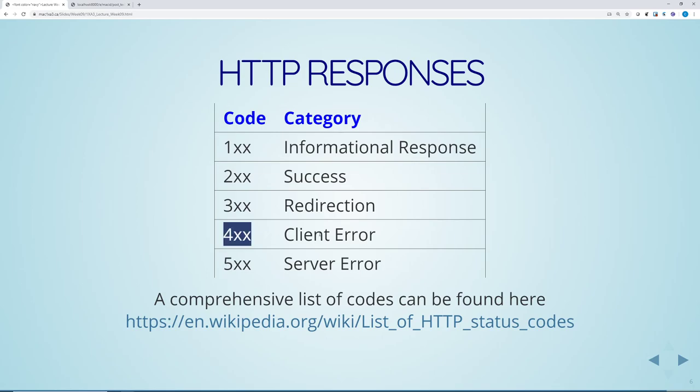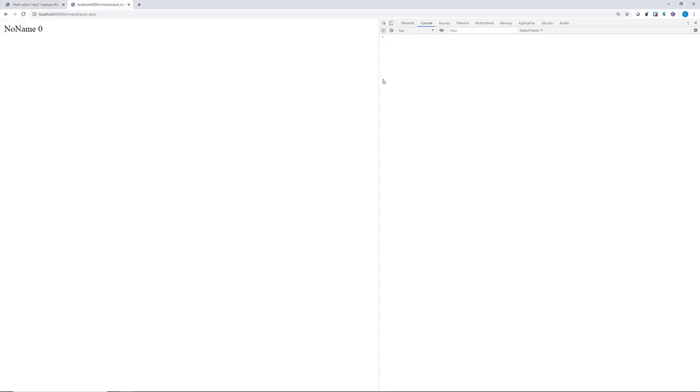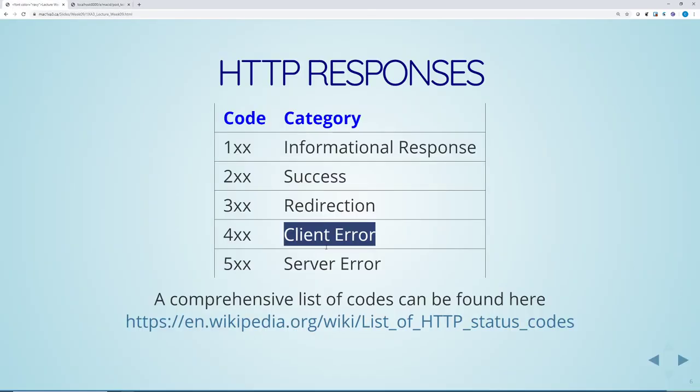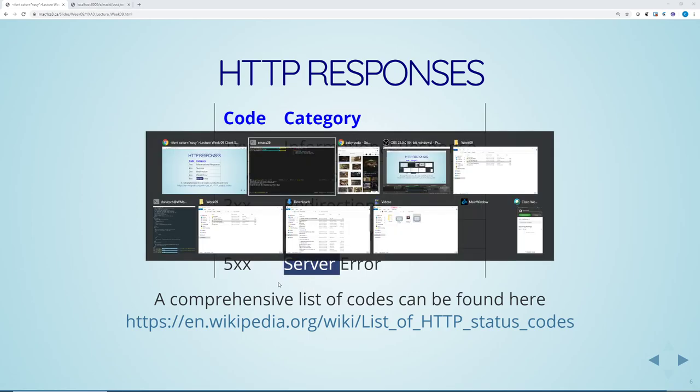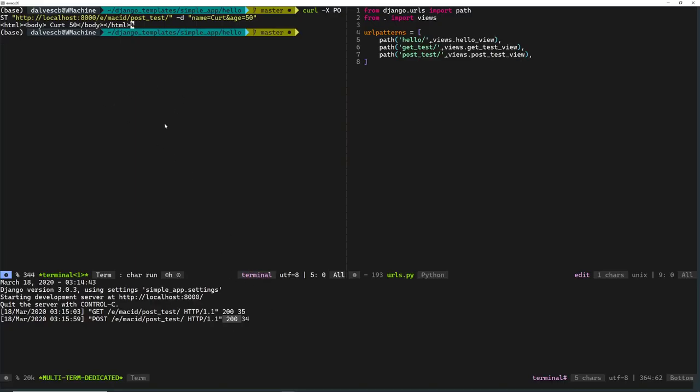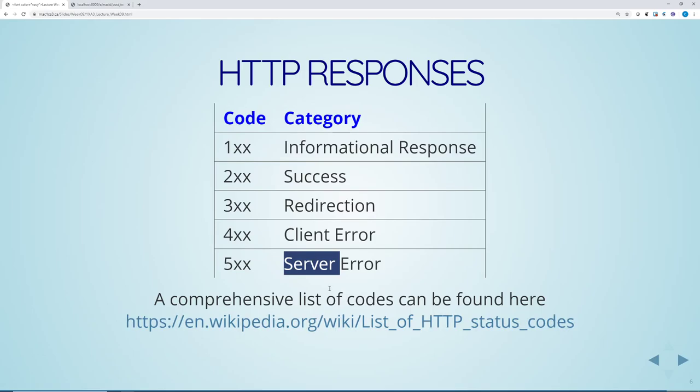400 means an error occurred on the client side. If you're seeing a 400 status code being printed out, usually in your JavaScript console, that means probably JavaScript made an error. And if you're seeing a 500 code, then your server made an error. So probably somewhere inside your Python code, a runtime error happened.